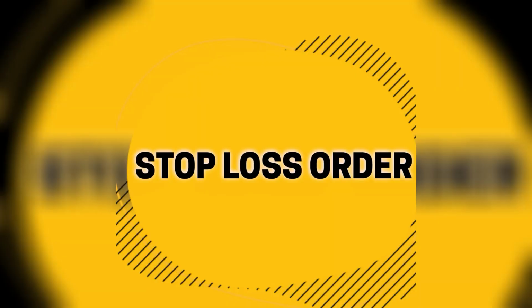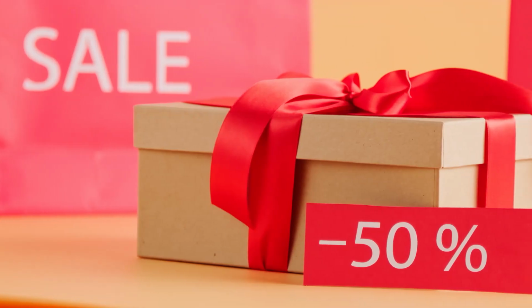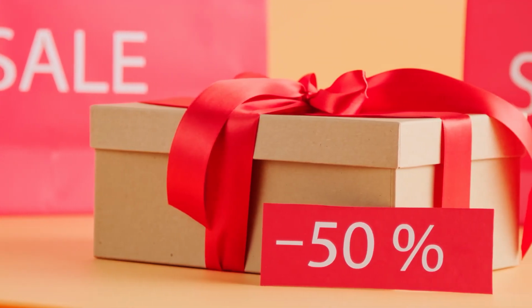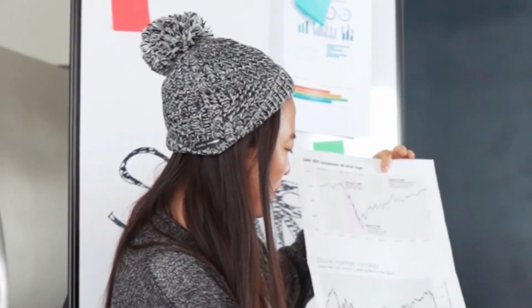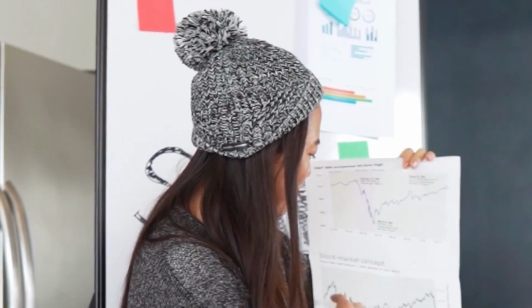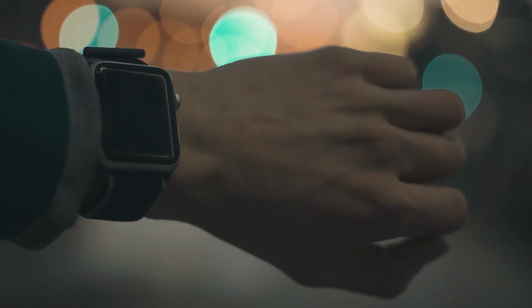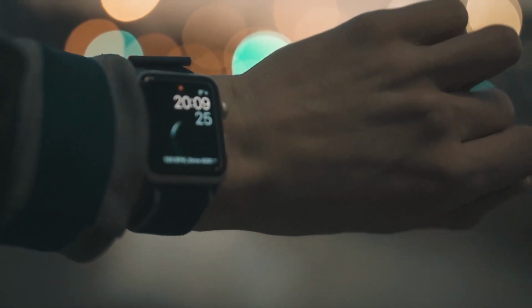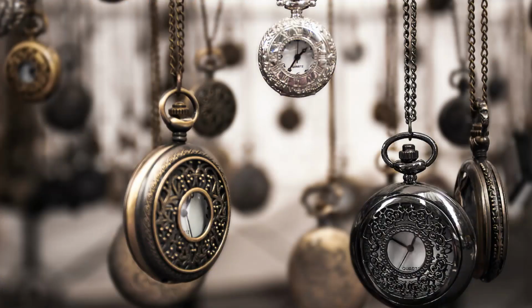4. Stop-loss orders. This involves setting a price at which you sell an investment if it drops below a certain level. This can help limit your losses if an investment declines in value. One important thing to keep in mind is that the level of risk you are comfortable taking on may change over time. For example, as you get closer to retirement, you may become more risk-averse because you have less time to recover from market downturns.